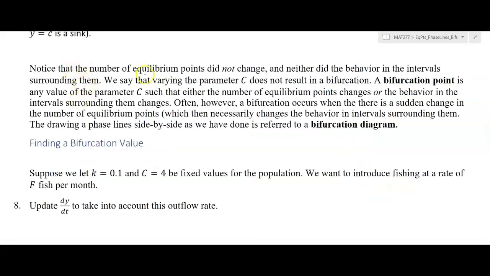So the last thing we should notice is that the number of equilibrium points did not change, and neither did the behavior in the intervals surrounding them. We say that varying the parameter c does not result in a bifurcation. A bifurcation point is any value of the parameter such that either the number of equilibrium points changes or the behavior in the interval surrounding them changes. Often, however, a bifurcation occurs when there is a sudden change in the number of equilibrium points, which then necessarily changes the behavior in the intervals surrounding them. The drawing of phase lines side by side, as we have done, is referred to as a bifurcation diagram.